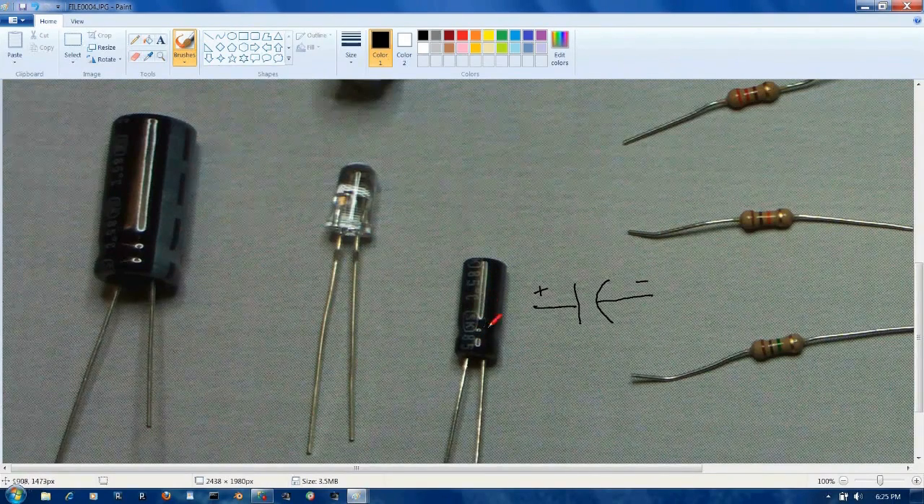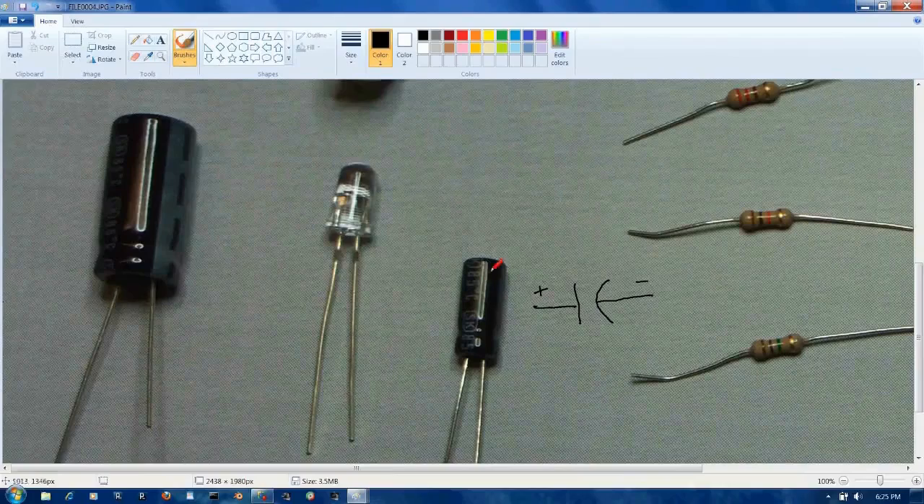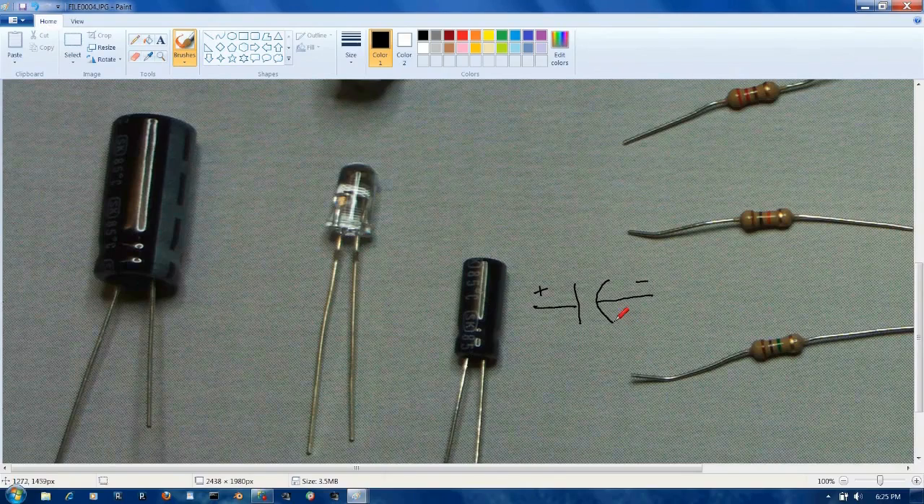If you put these capacitors in backwards, I don't want to say they explode, but they do. They pop their tops. Sometimes they smoke, sometimes they sizzle. You know, maybe we'll put one in backwards and see. You need higher voltages as well to blow them up. Even if you put them in backwards, they'll get pretty hot.